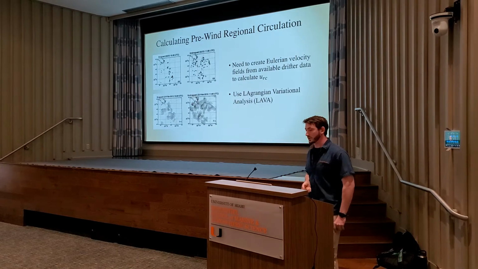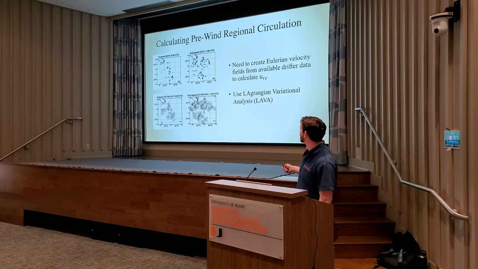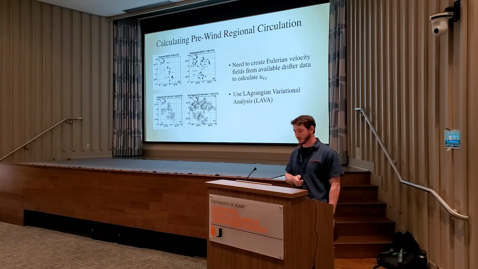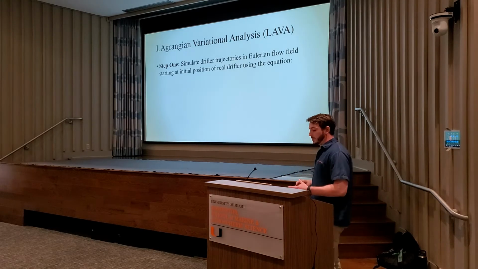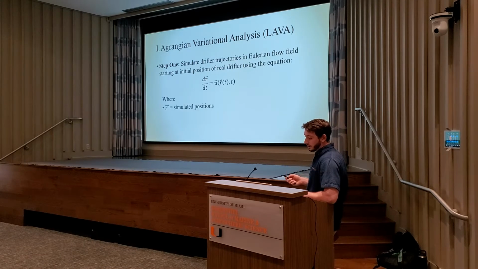Next, we have to calculate this pre-wind regional circulation. And we're going to do that using our drifters in the area the time before an increase in the winds, and something called a Lagrangian variational analysis to arrive at these Eulerian velocity fields. So how does this work? Well, step 1 is to simulate a drifter trajectory in the Eulerian flow that you want to solve for. And you do so using this equation, where R is the simulated positions, and U is a velocity correction or guess that you start with.